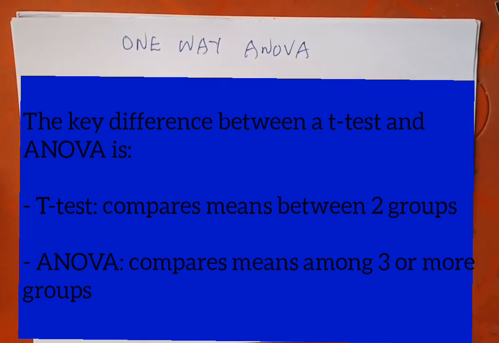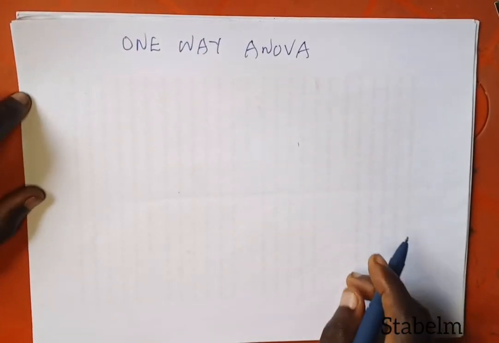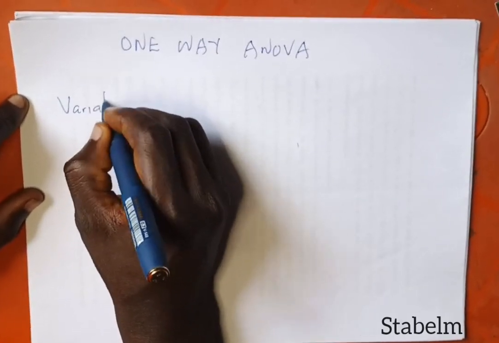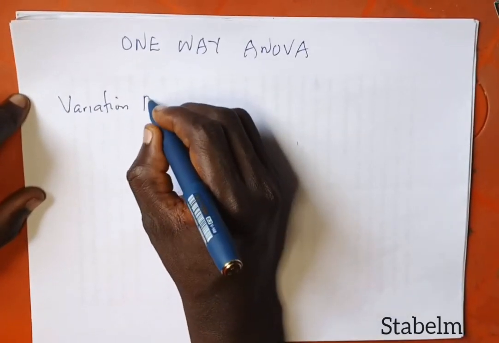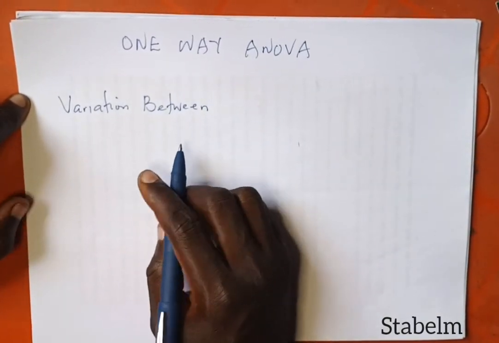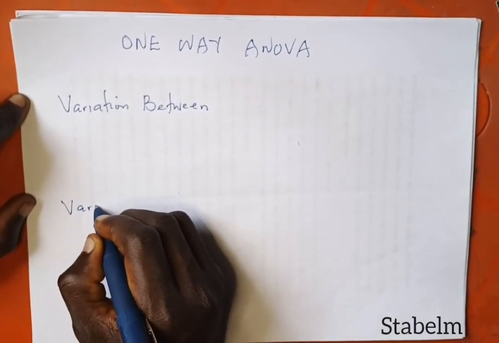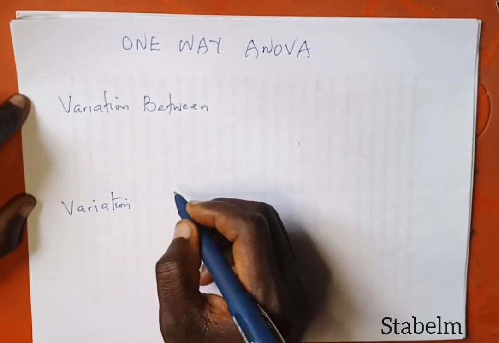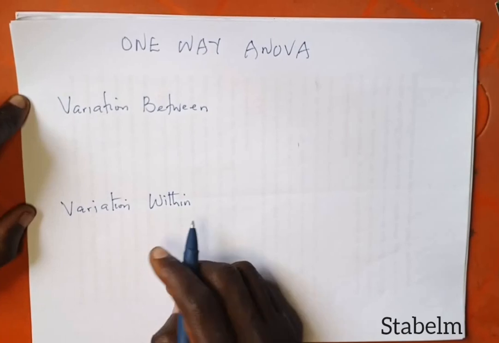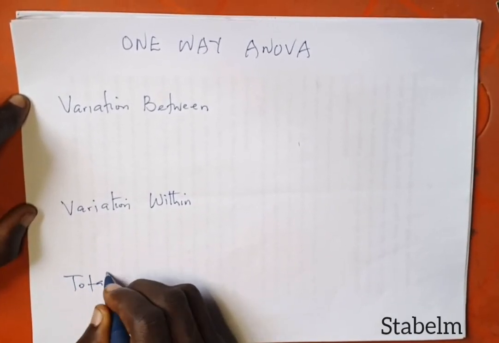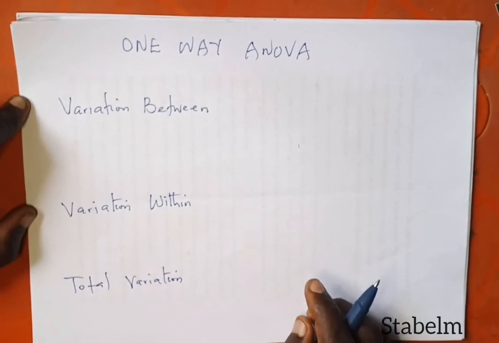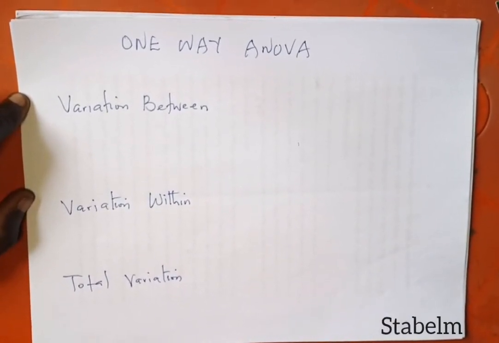Then analysis of variance, these are the 3 formulas that are needed. Number 1, we have variation between. These are things we need to calculate. Variation between. We also need variation within. Variation within. And we also need total variation. That is, we need this in order to get the analysis of variance table.